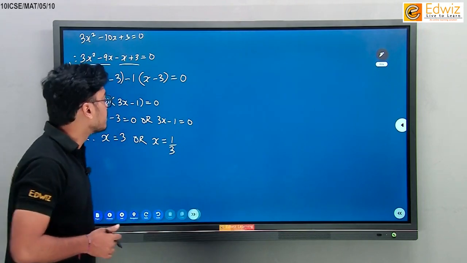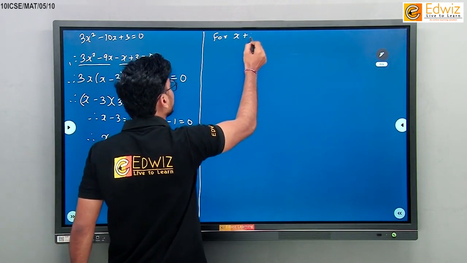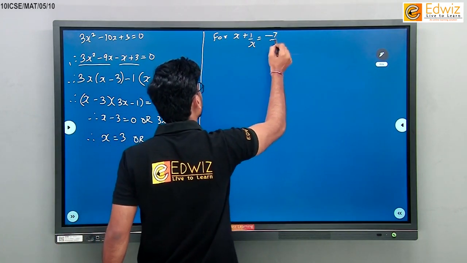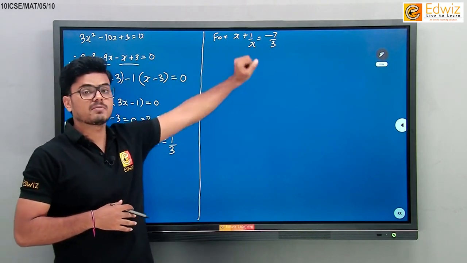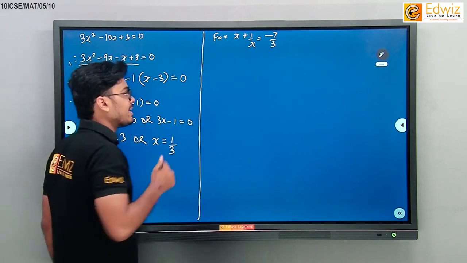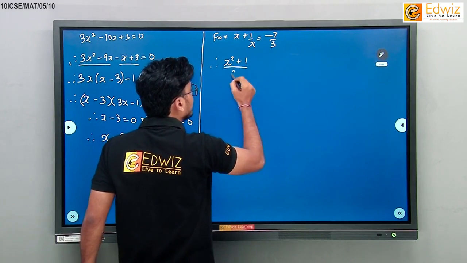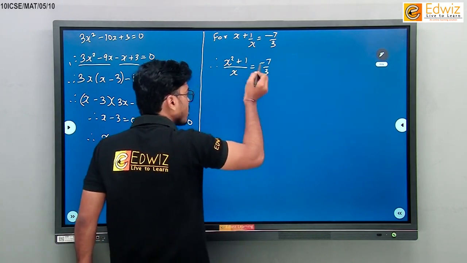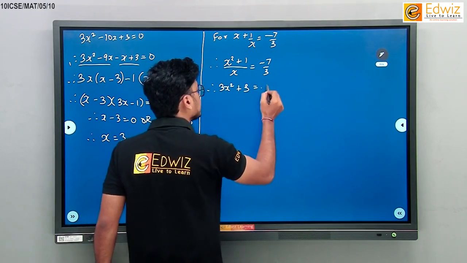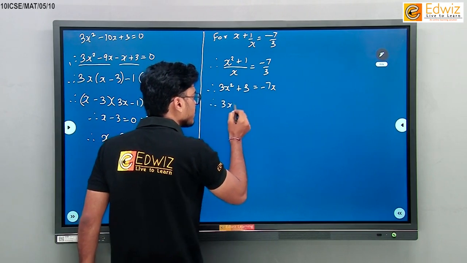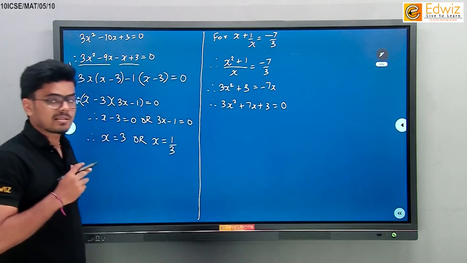On the next page, for x plus 1 upon x equal to minus 7 upon 3, we need to substitute the value. So I have done it: x plus 1 upon x is minus 7 upon 3. That is the other value. Similarly, we will form the equation x square plus 1 upon x equal to minus 7 upon 3. Cross multiply: 3x square plus 3 ones are 3 equal to minus 7x. The equation is 3x square plus 7x plus 3 equal to 0. Okay, this is the equation now.